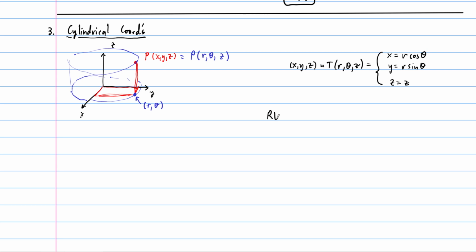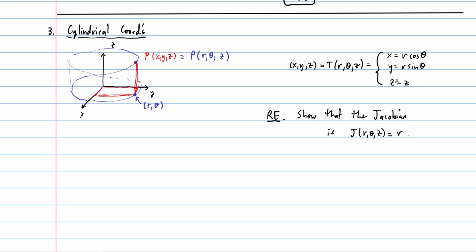So one thing that I would like you to do, and I'm not going to work this out, but I will just state it here. If you need to, pause the video and work out this recommended exercise. I'd like you to show that the Jacobian of this transformation, J of R, theta, and Z, so it's three independent variables here, is just going to be R. Okay, so that's what I want you to work out.